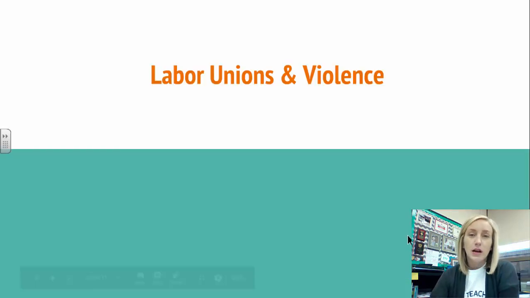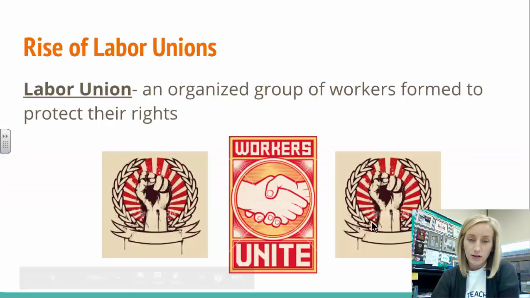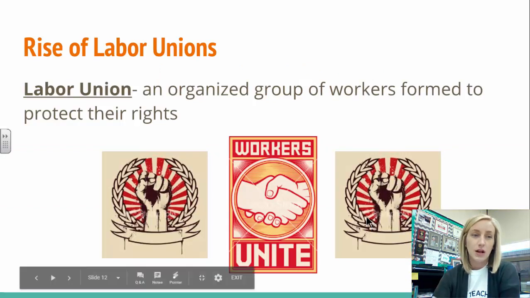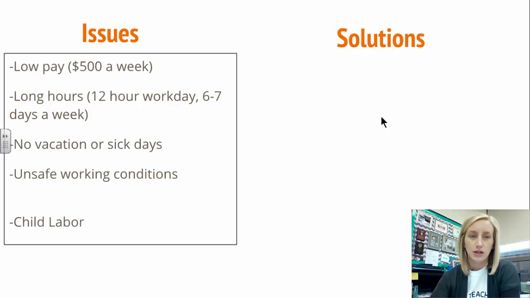So as a result of all of these poor working conditions, we see the rise of labor unions. These workers get together. So we have this rise. And what is a labor union? Well, it's this unity of people, of laborers, right? It's an organized group of workers formed to protect their rights in the workplace. So we see them come together as a way to improve their working conditions.